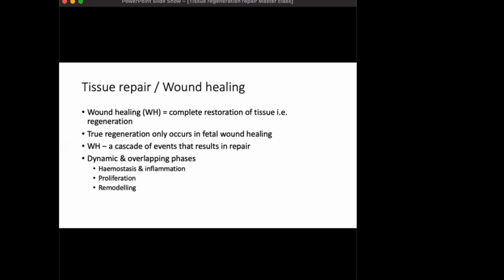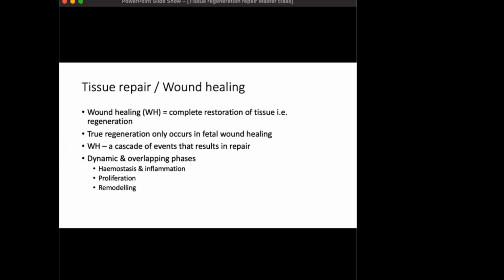Adult or in... for us is basically repair. It's no longer regeneration unless it's very minor injuries, such as just injury inflicted on the epidermis, for example. That can regenerate. The epidermis can regenerate, but if it's deeper than that, then you are guaranteed to form a scar instead of a normal looking tissue afterwards.